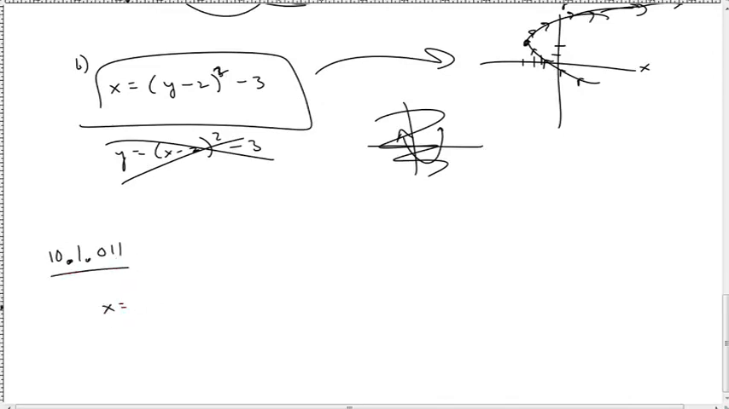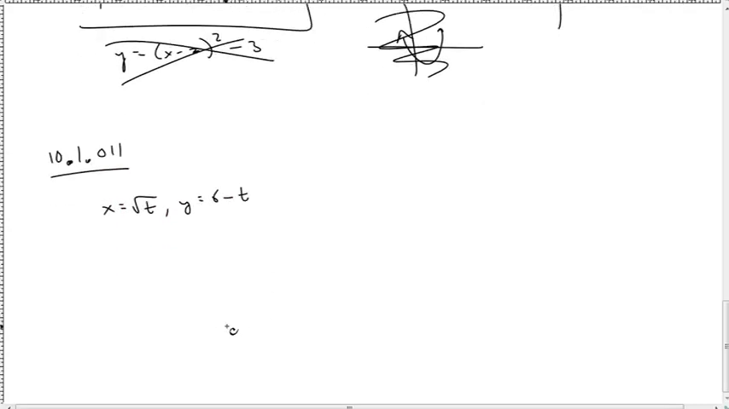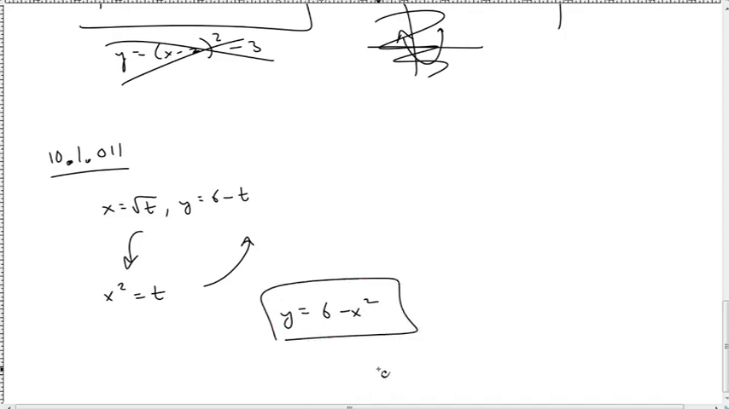So I have x is equal to the square root of t, and y is equal to 6 minus t, and they say eliminate the parameter and graph it. This one's pretty easy to solve on this side, but I would rather do this instead. What if I square both sides and I get this? And I can plug it in. So y is equal to 6 minus x squared. And that's your answer to part B.